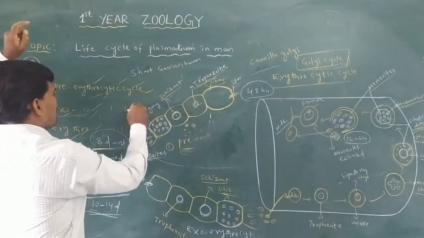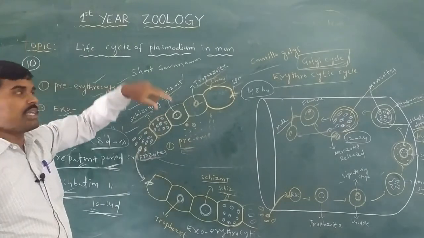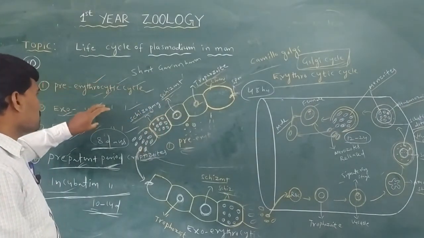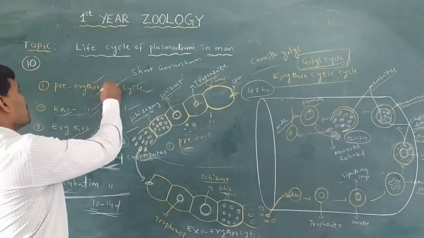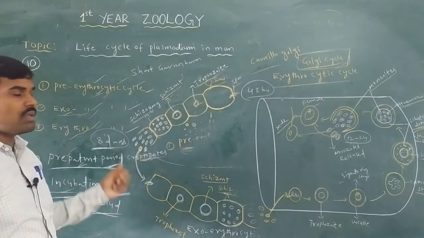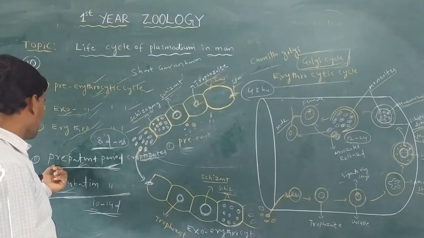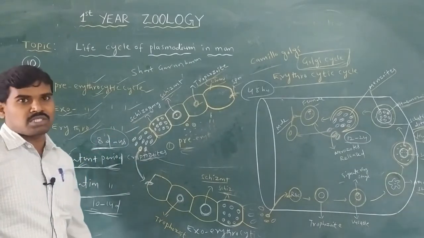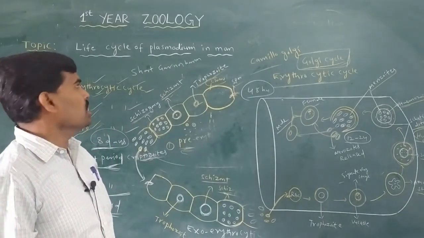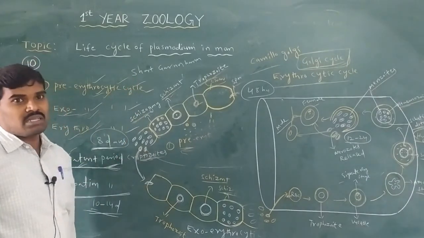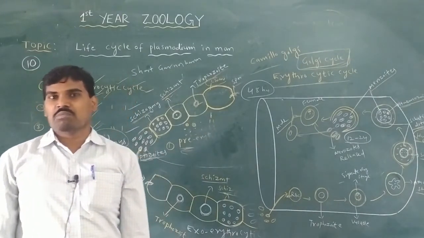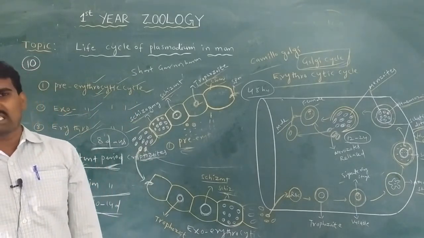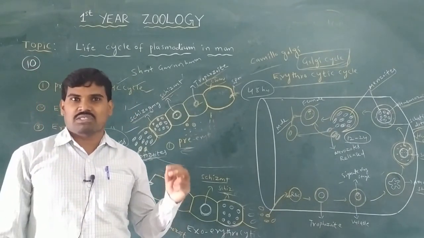The 3 cycles in man are the pre-erythrocytic cycle, the exoerythrocytic cycle, and the erythrocytic cycle. Once again, the pre-patent and incubation periods are 2 marks questions of importance. So this is the Plasmodium life cycle in man, and next is the Plasmodium life cycle in the mosquito. I will continue in the next session. Okay.